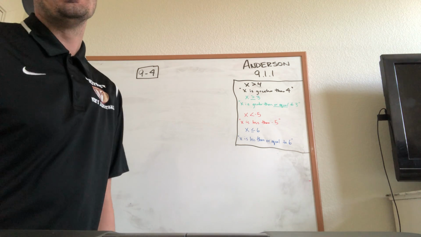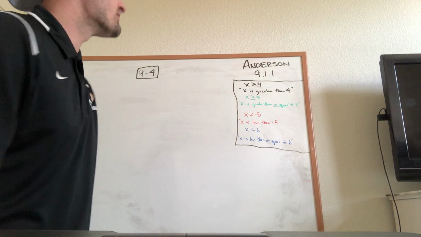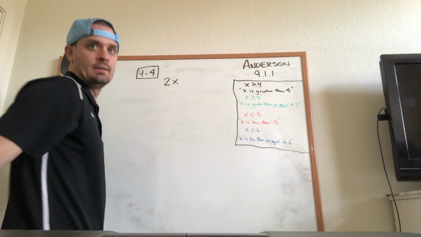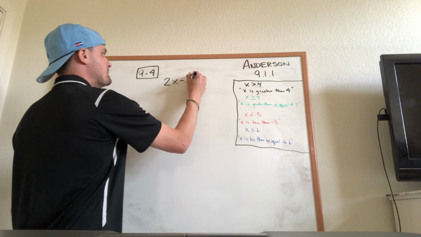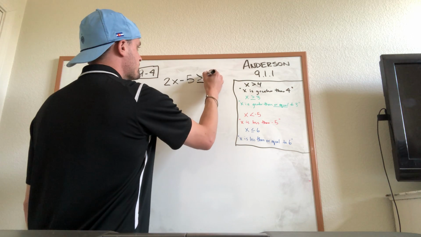Okay, so it says with your team. Obviously we don't have a team. Find at least 5 x values that make the inequality true. So they give us the inequality 2x minus 5 is greater than or equal to 3.